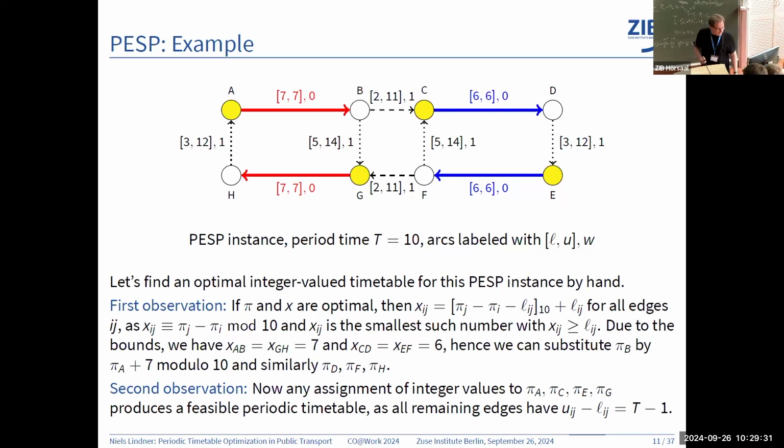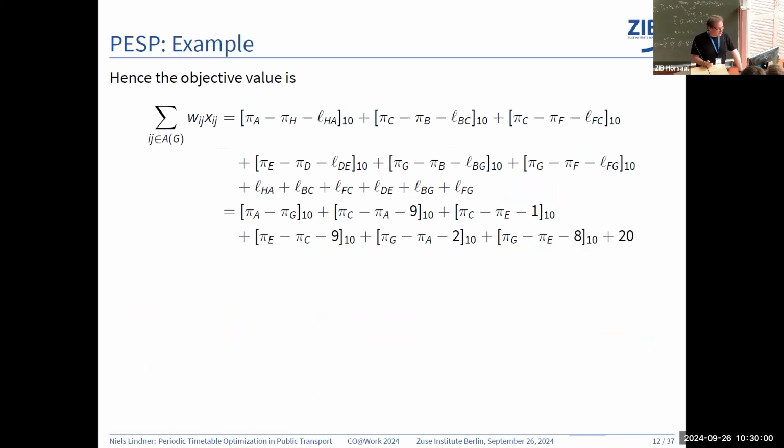Okay, and if you now assign random timings to, let's say, the points A, C, E, and G, whatever you do is fine if it's an integer, because there are no restrictions on these durations modulo 10, so any integer value of this tension would be fine. The bounds do not restrict anything. And of course, if you fix A, C, E, and G to something, then you automatically know what B, D, F, and H are. Okay, so this is the objective value.